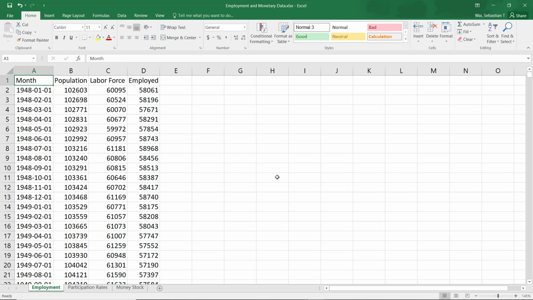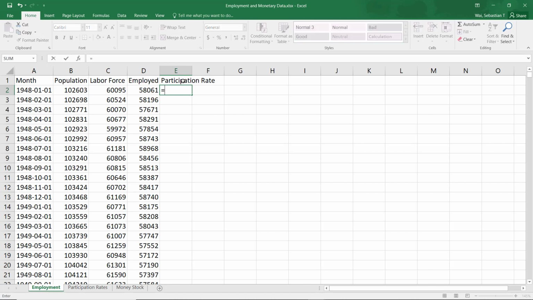In this Excel file, I have monthly data from 1948 on for three variables: the civilian non-institutional population, the labor force, and number of employed. All three of these variables are in thousands of people. For example, the civilian non-institutional population in January of 1948 was about 102 million. The labor force was 60 million, and of those, 58 million were employed. First thing I'm going to do is calculate the labor force participation rate.